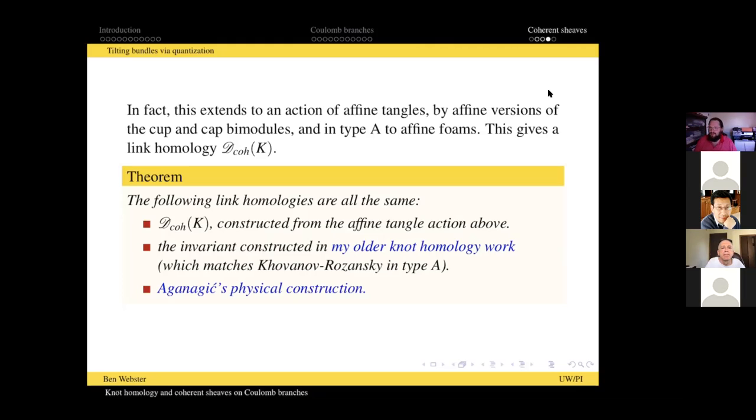And the comparison with Mina, I don't think it's extremely hard, but it requires understanding Mina's paper, which I don't do perfectly. But the important point is that the braiding part of this tangle action is the wall crossing functors from earlier work of Bezrukavnikov, Losev, etc.